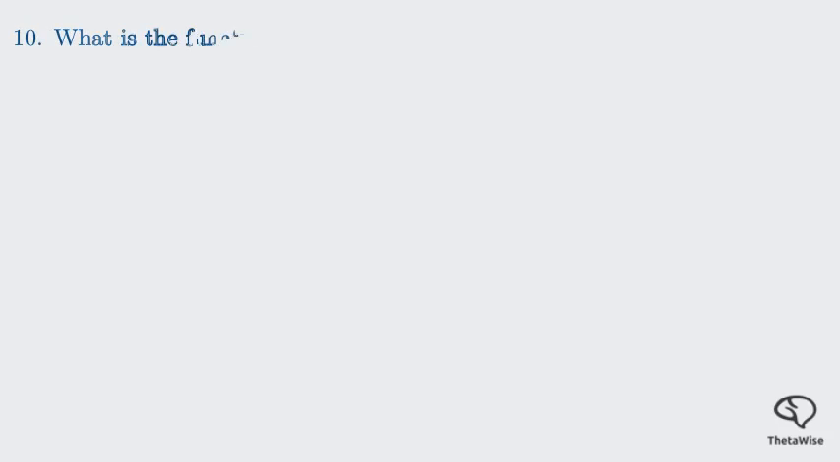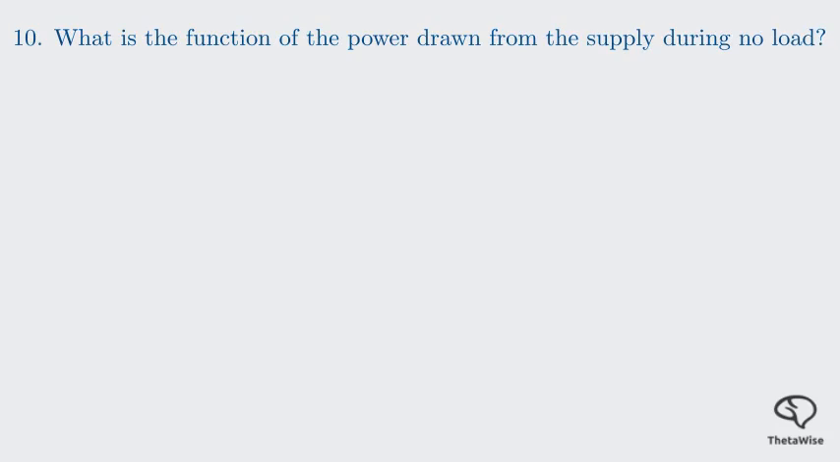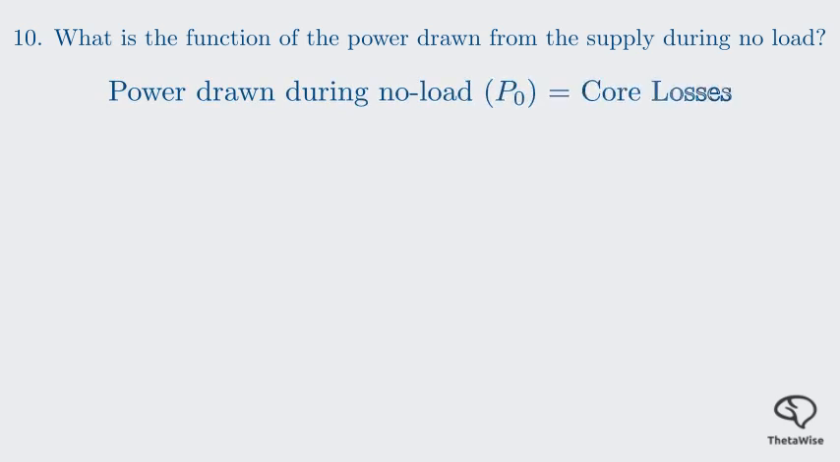Question 10 asks about the function of the power drawn from the supply during a no-load condition. A no-load condition means the secondary winding of the transformer is open-circuited, so no current flows to a load. In this situation, the transformer is still drawing a small amount of power from the supply. This power is necessary to overcome the transformer's internal losses, which are present even with no load. The no-load power, often denoted P0, is almost entirely used to supply the transformer's core losses.